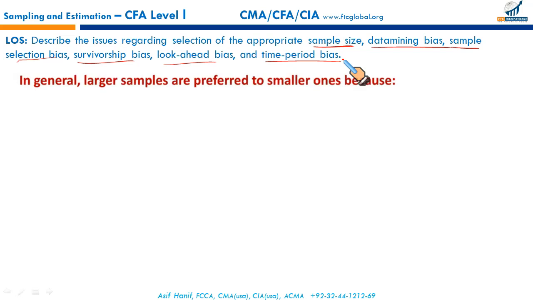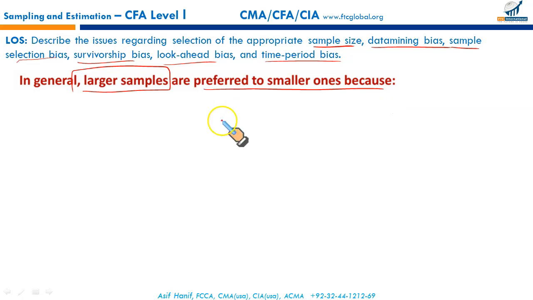First of all, in our very earlier learning outcome statements, we concluded that the larger the sample size, the closer you get to the 100% probability. That was just the LOS. So in general, larger samples are preferred to smaller ones. Why? Because when you have a larger sample size, you will have more confidence interval, more reliability.